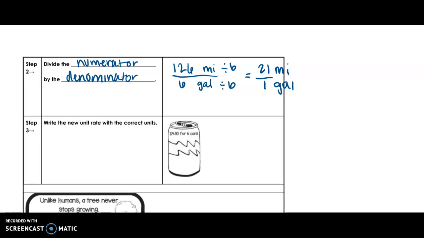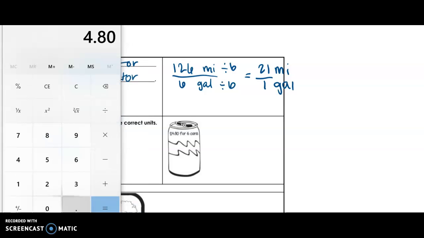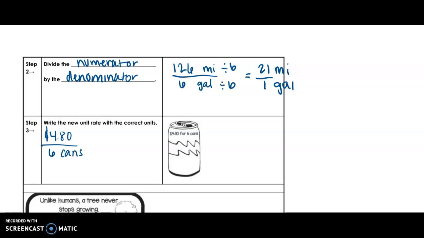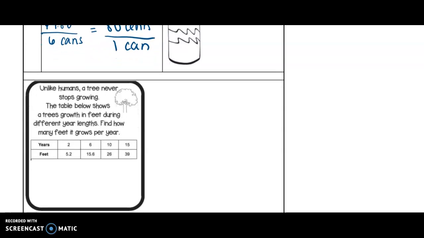So let's first write, we have $4.80, and that's money, over 6 cans. And so what we do, we take our top number, which is $4.80, divided by 6 cans, and we get 0.8, which is 80 cents. So we have 80 cents for 1 can. So we now know that we could pay $4.80 for 6 cans of soda, but the price of 1 can is 80 cents.